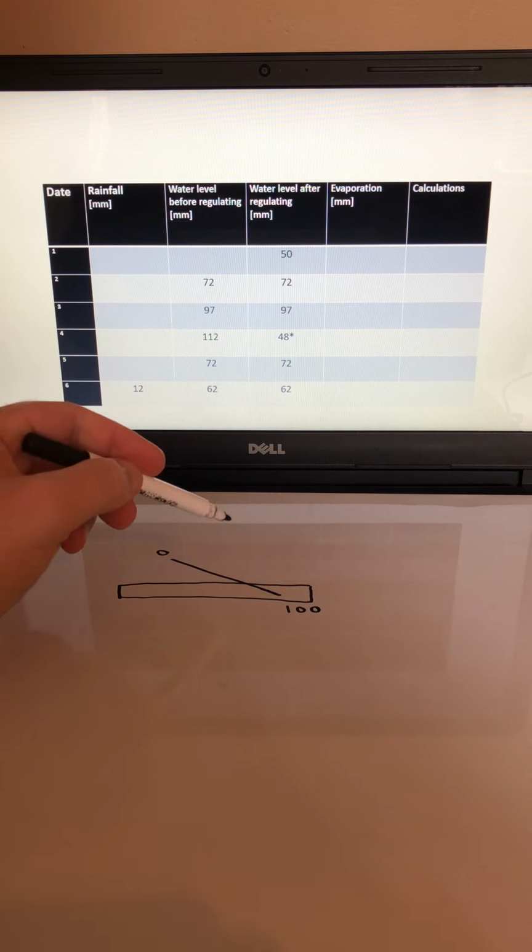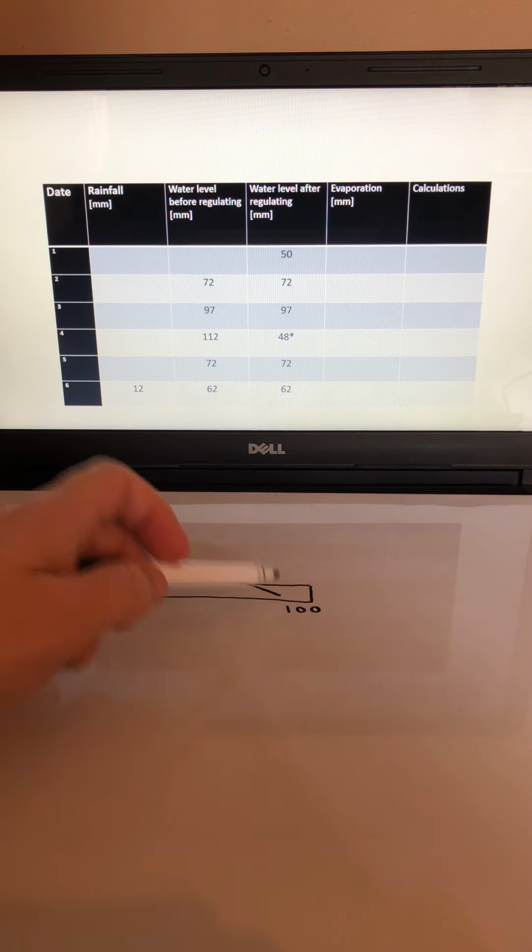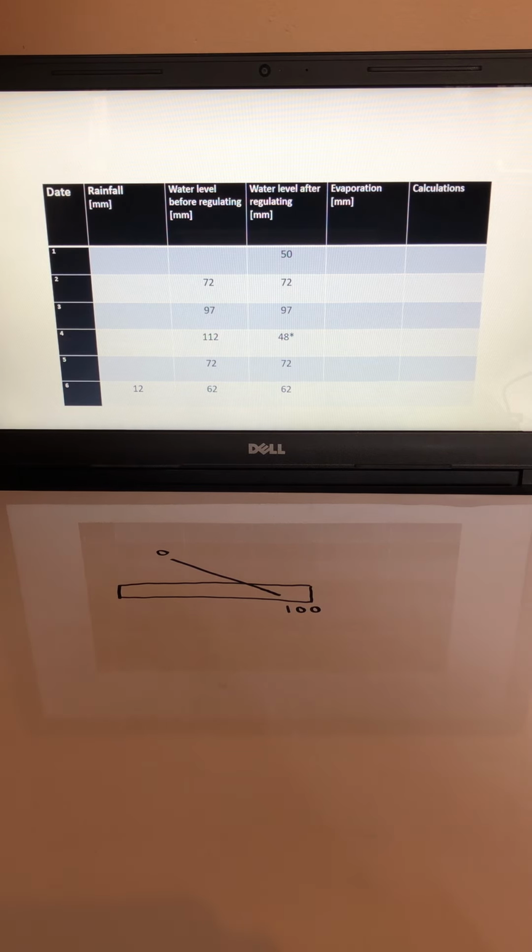So usually you will try to keep the value for this scale close to 50, because if it's 100, it means that all the water in your pan has evaporated, and if it is at 0, then it means that your pan is full. So maybe too much rain or something like that occurred, and so you won't measure accurately anymore.